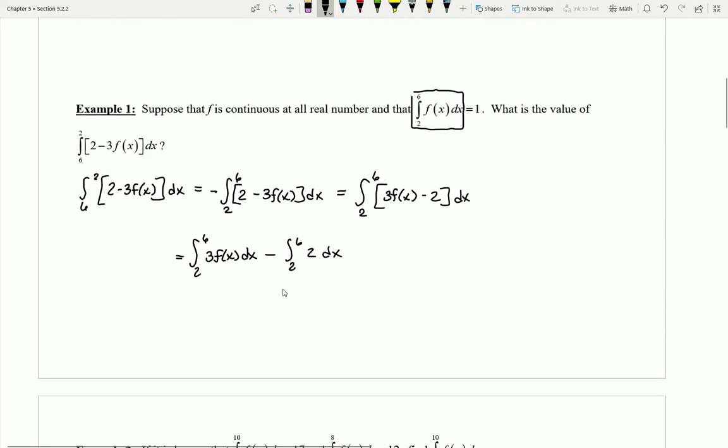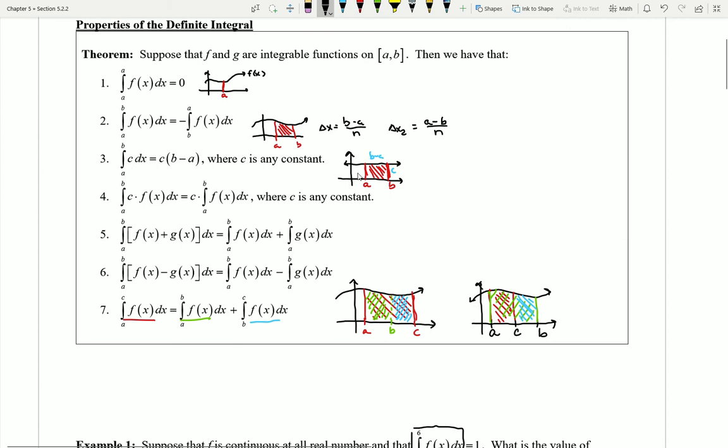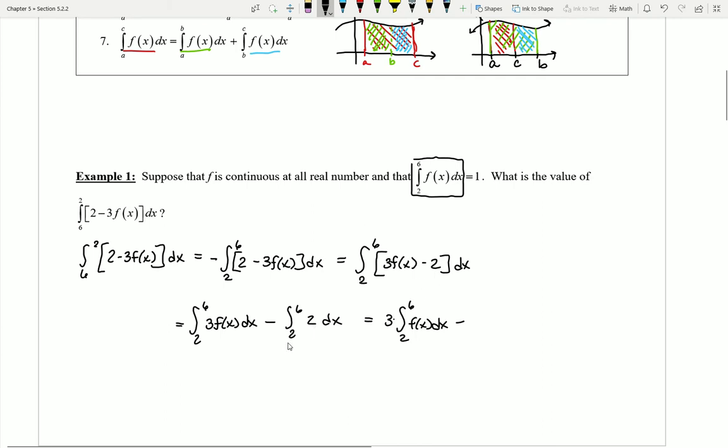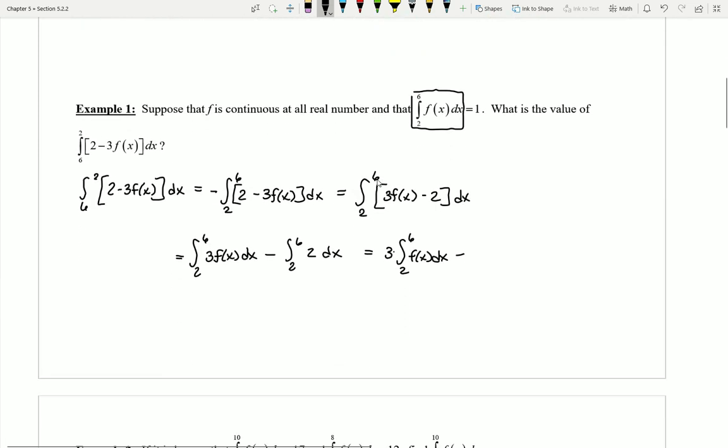Well, what can I do with this? Oh, notice here I could take this 3 outside, and I could make this 3 times the integral from 2 to 6 of f of x dx. And over here, I can actually make use of another property. Notice I'm just integrating a constant. I'm working with something like property number 3. I have a horizontal line at the height of 2, and I'm integrating from 2 to 6. So I know that the picture I'm working with there is just a rectangle, so finding its area should be easy. It's going to be a rectangle with a height of 2 and a width of 6 minus 2.